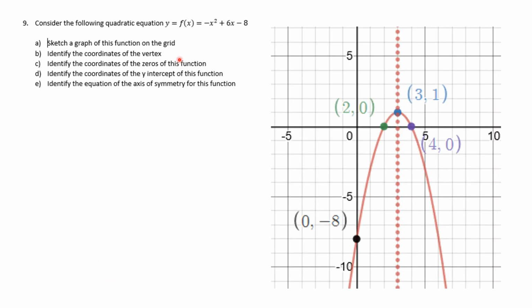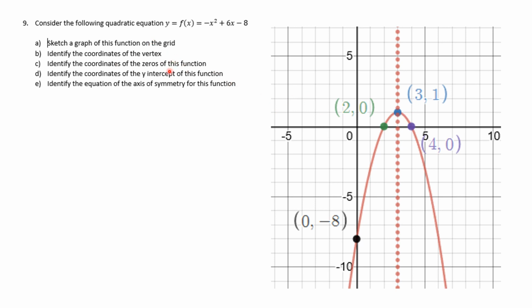There are five parts, so each of these is worth 2 points. So your graph should open downward and look exactly like that. That is 2 points. The vertex is 3, 1, and so you should answer that.